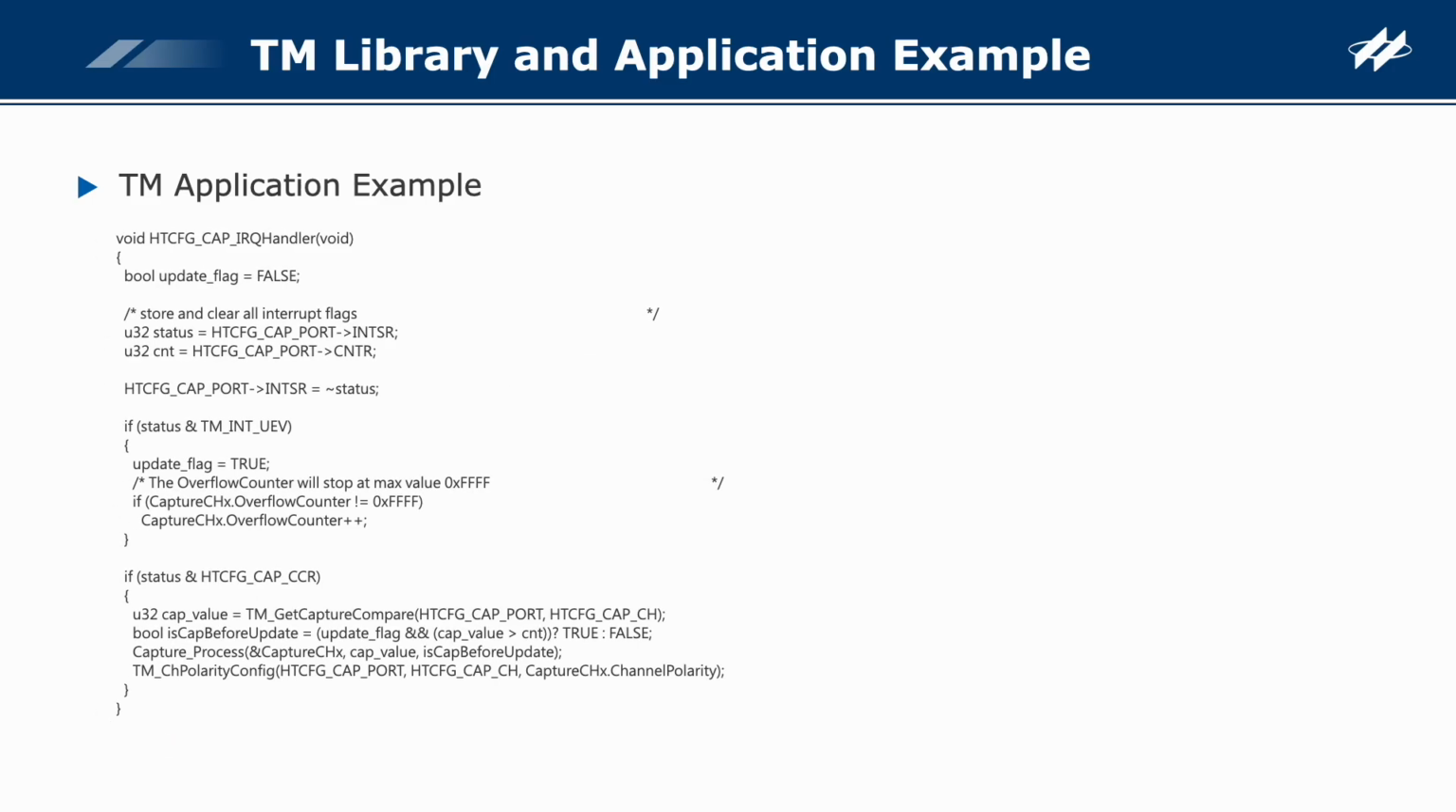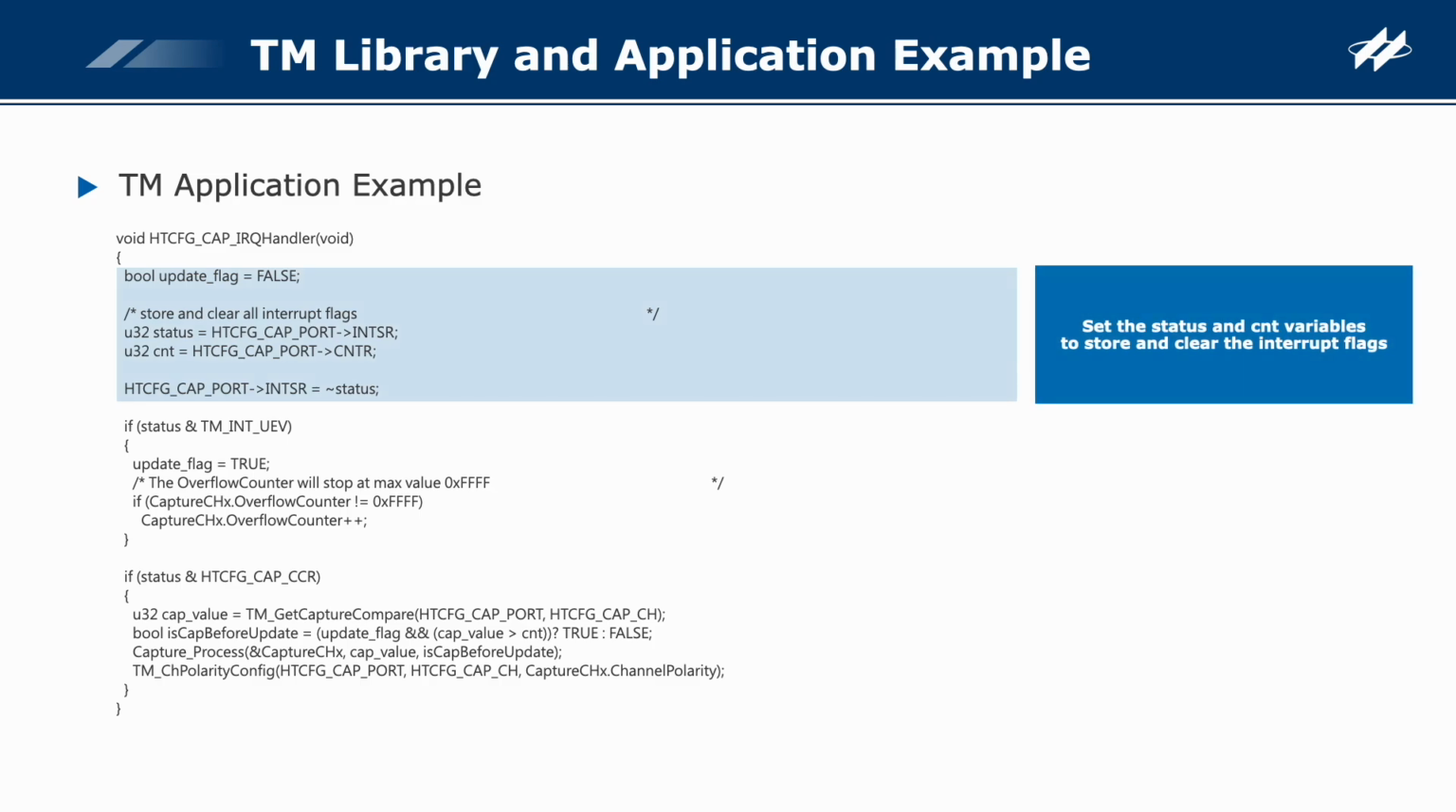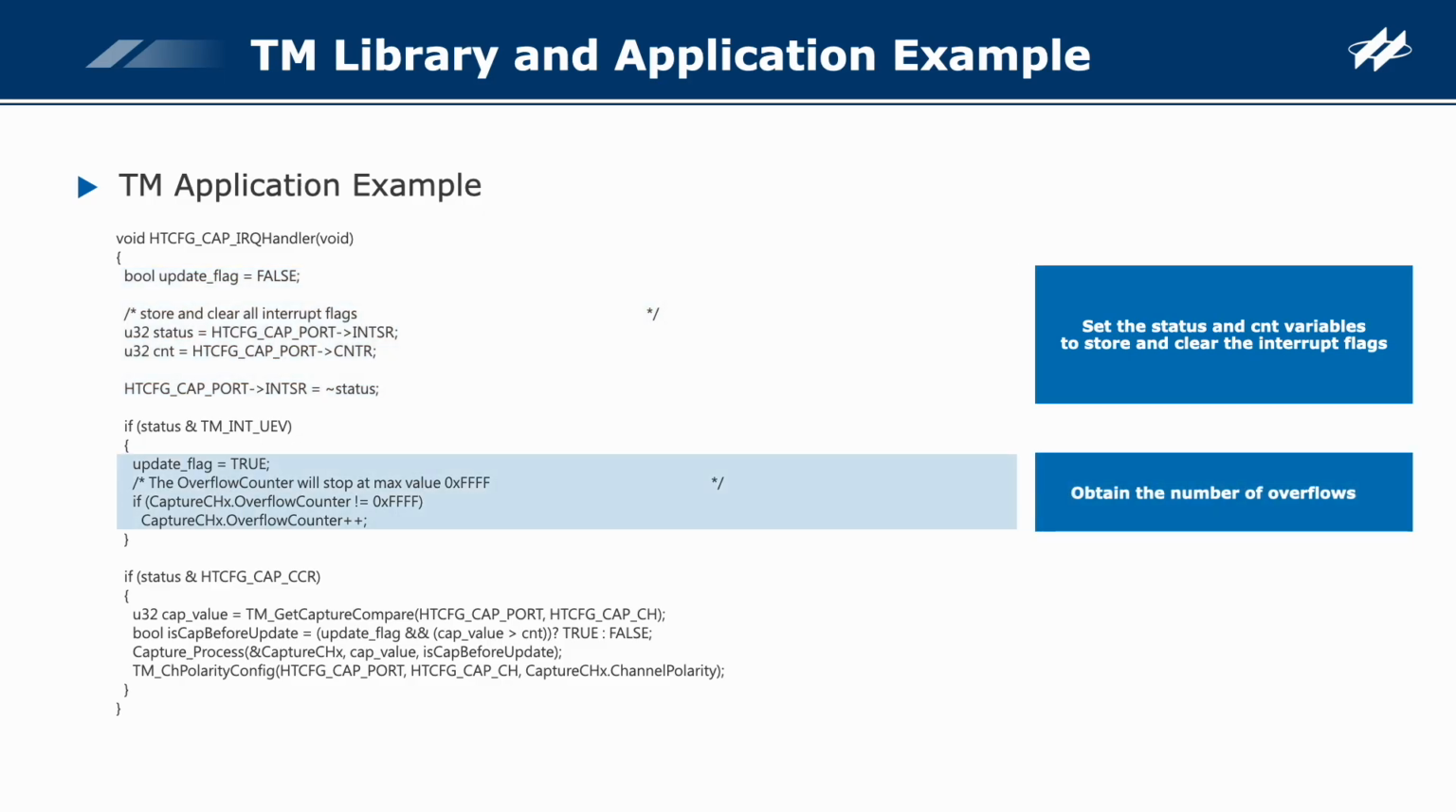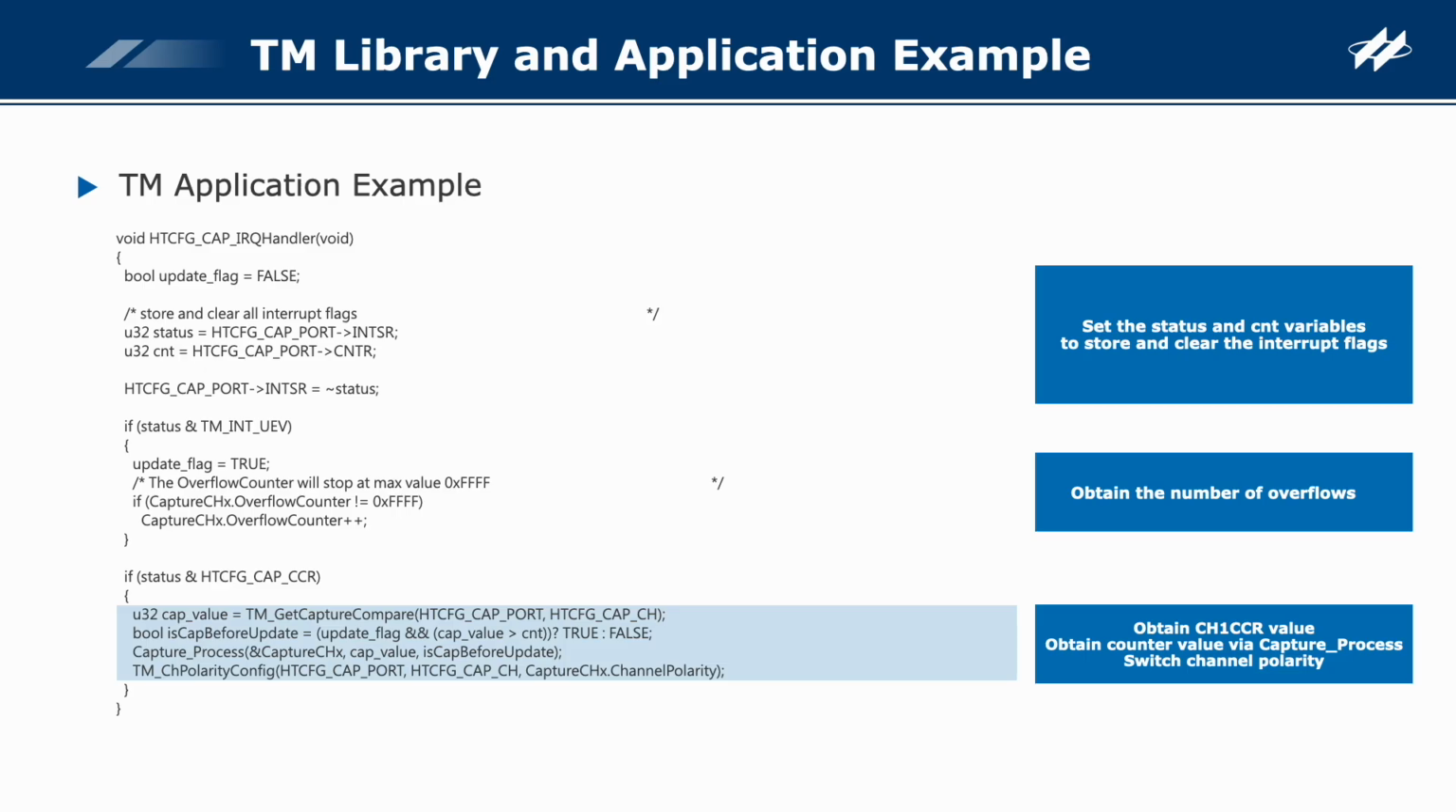The HTCFG_CAP_IRQHandler is an interrupt service routine. The capture event interrupt and the update event interrupt are executed within this function. First, set the status and CN variables to store and clear the interrupt flags. When an update event interrupt occurs, the overflow count increments by 1, enabling the overflow count to be obtained directly. When a capture event interrupt occurs, the CH1CCR value on the current rising or falling edge is obtained, and the counter value is obtained via the capture process. Finally, switch the channel polarity.